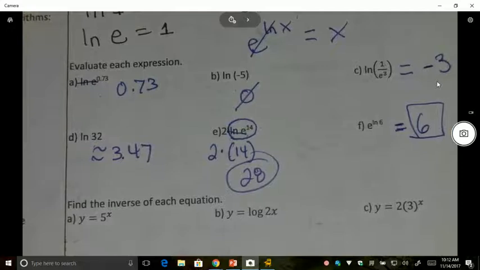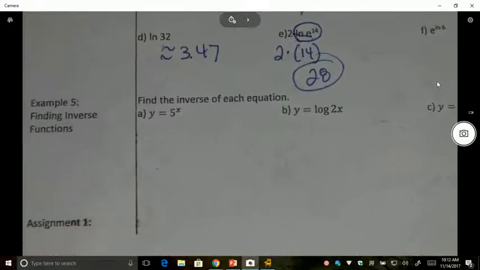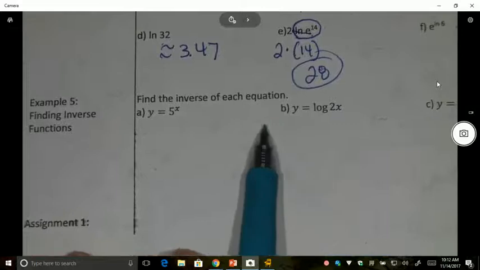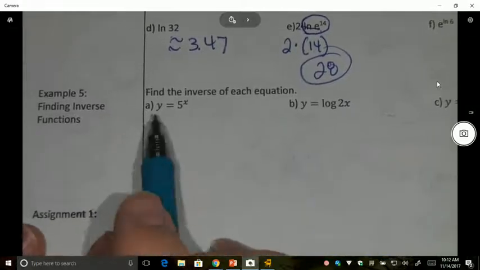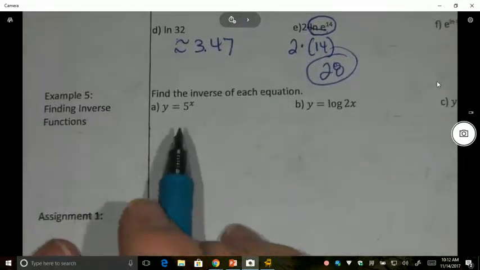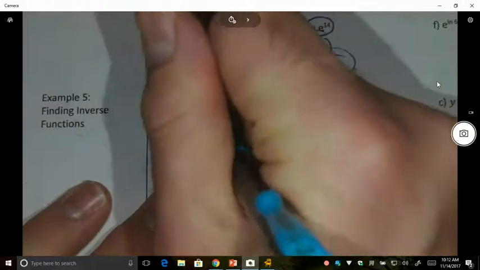All right, we're going to look at one final concept today. We will expand on this as we make them more complicated and have to solve them more involved. But finding inverse functions, finding the inverse of an equation, we have y equals 5 to the x. So this is exponential, right? How do we undo an exponential? What is its inverse? What's the inverse of an exponential function? A logarithm of the same base.